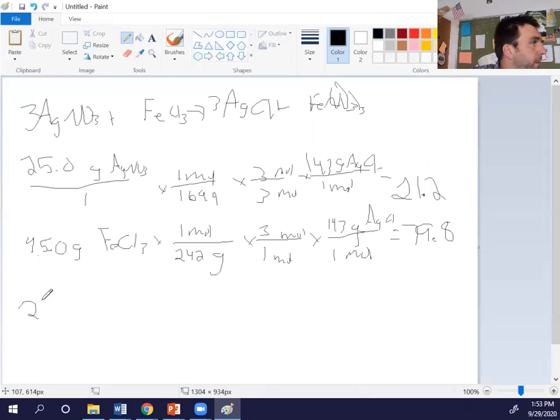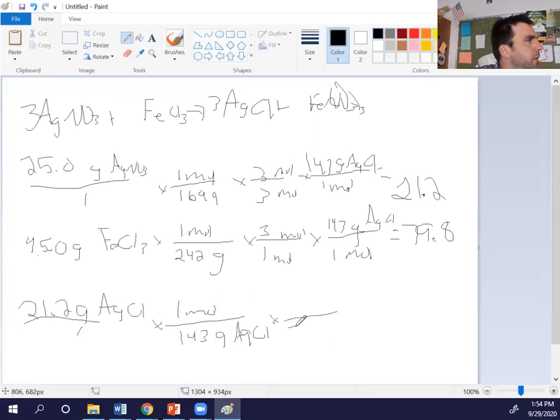So we're using the top right. 21.2 grams AgCl over 1 times, we already know the molar mass is 143. No, 143. Ag's is 143, because we're dealing with AgCl now. Because I made 21.2 grams AgCl. You said 243? No, 143. Over 1 mole times 3 mole AgCl. That's AgCl.